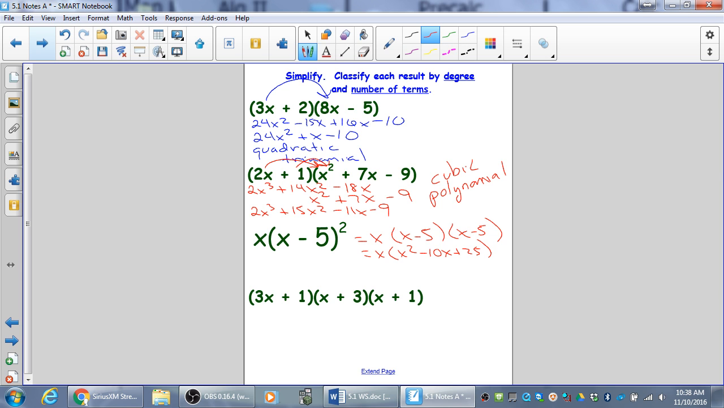Distribute the x. X to the third minus 10x squared plus 25x. So you add the powers. When you multiply through, you add the powers. And the power of that x is 1. So we're just adding 1 to each power. This is a cubic trinomial.